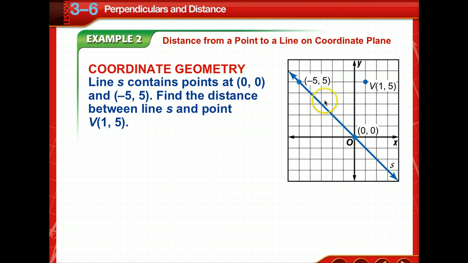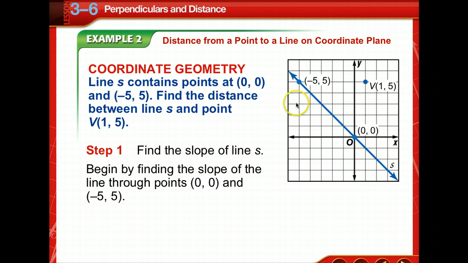Well, from our first example, we know that the shortest distance is along the perpendicular line. So what steps are we going to take to find the distance of that perpendicular line? The first thing we need to do is find the equation of the line by first finding the slope. So step 1, you might note that you're going to find the equation of the line by first finding the slope. So we're going to find the slope of line S. And you've been doing that quite a bit, so that's pretty simple.